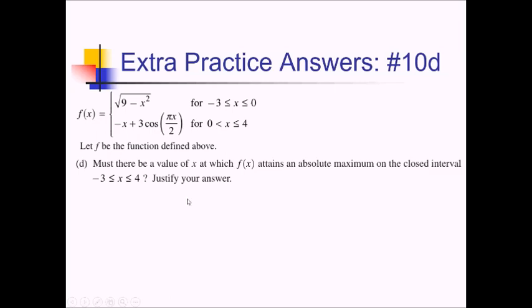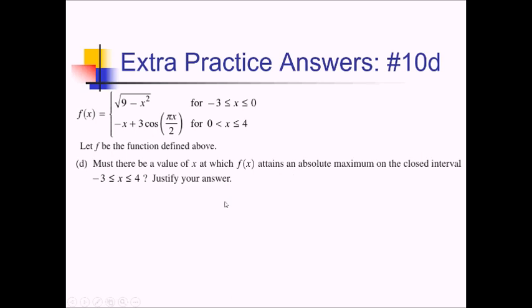For this last problem part, they're asking, must there be a value of x at which f of x attains an absolute max on the closed interval, negative 3 to 4? Justify your answer. So really the only way to prove this one way or another is with the extreme value theorem, which says if you have a continuous function on a closed interval, you're guaranteed to have an absolute max and min somewhere on that interval.